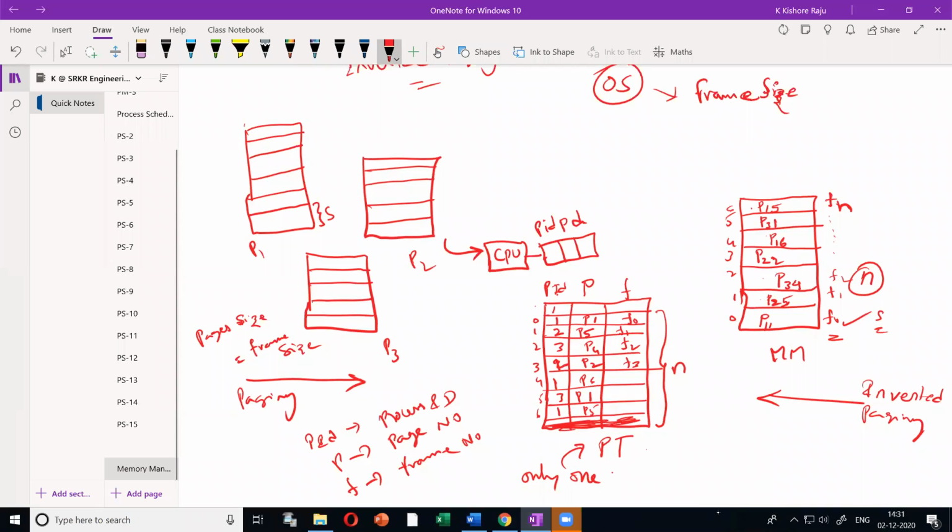Now the key is a dual parameter key: PID and page number. Maybe you already know about hashing with a dual key. The same concept will be applied here. The first one is PID, the second one is page number, and the third one is offset. Now with this dual key it will look into this. Is it clear or not?